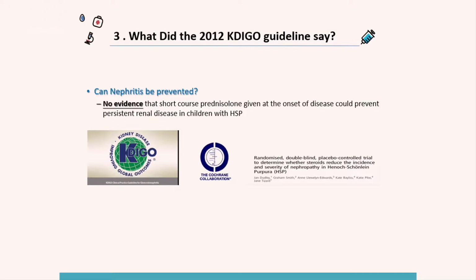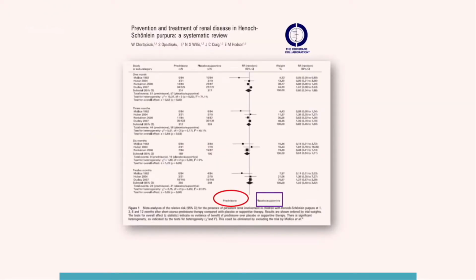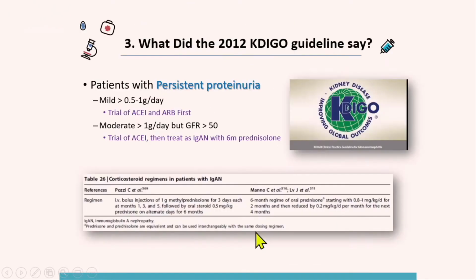So can nephritis be prevented? No, there's no evidence that a short course of steroid given at the onset of disease could prevent persistent kidney disease in children. So do not say to the parents that if you give prednisolone, it can prevent your child from having kidney disease. This is wrong. It has also been proven by the systematic review done by Elizabeth Hodgson in the Cochrane study.